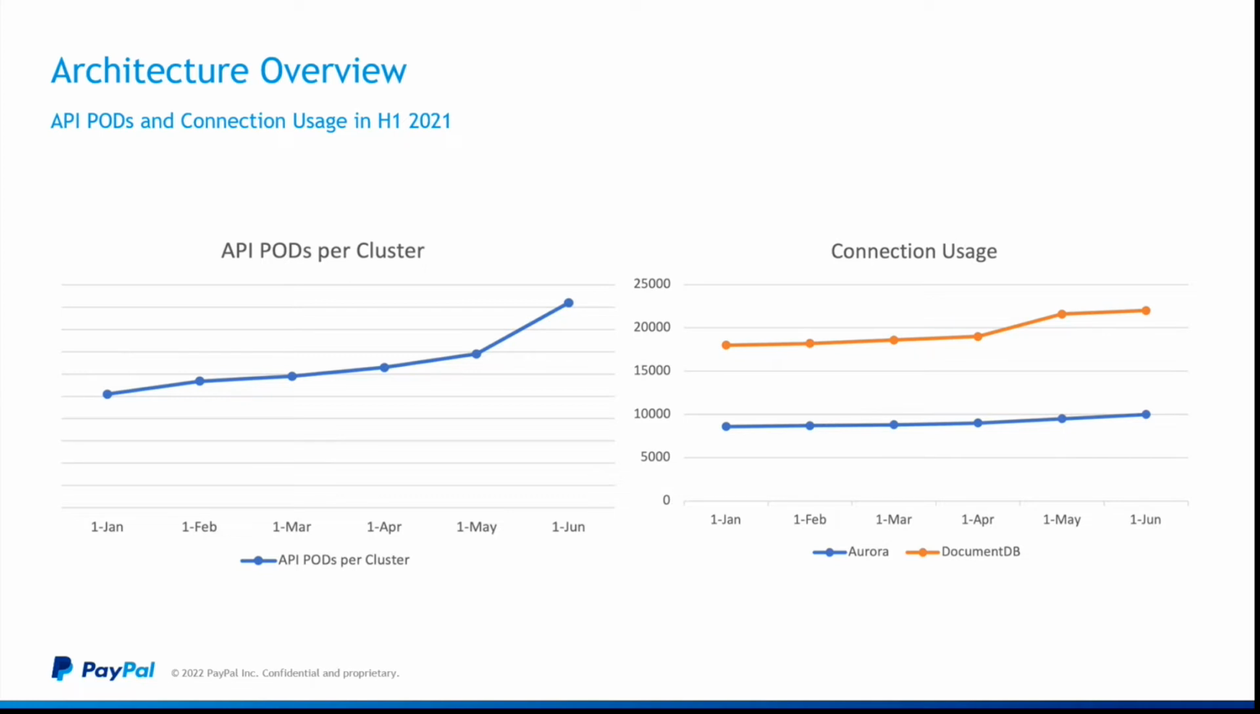So this particular API pod usage is just for one of the clusters and is more specific to the namespace that we were talking about in the previous slide. We do have multiple other clusters for HA, and they have a similar number of pods running for that particular namespace.